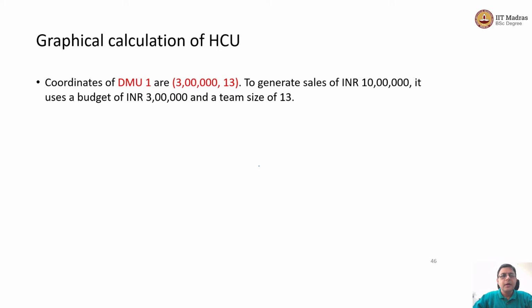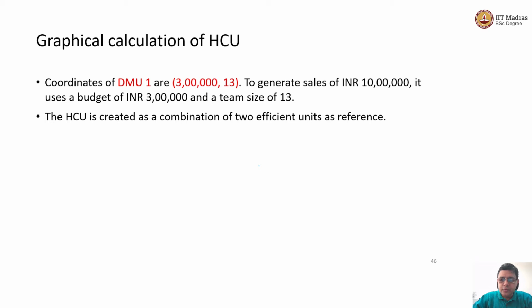Okay. So the coordinates of DMU1 are 300,000 and 13, which means that to generate sales of 10 lakh rupees, DMU1 consumes a budget of 3 lakhs, 300,000, and it requires a sales team of 13 people. That is what the coordinates mean, right?